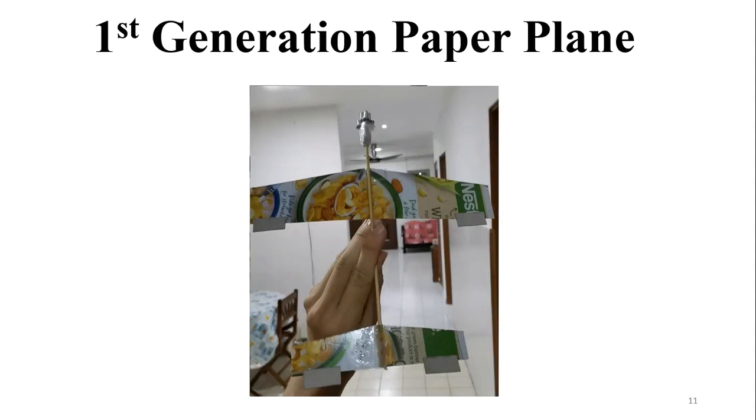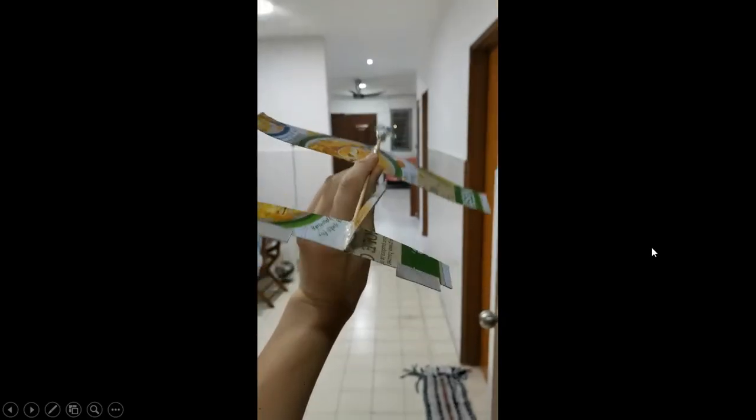So, this is my first generation of paper plane, in which the wing and tail are made of grey cardboard. Before that, let's look at how it flies.